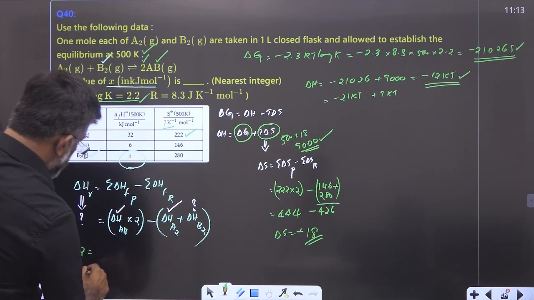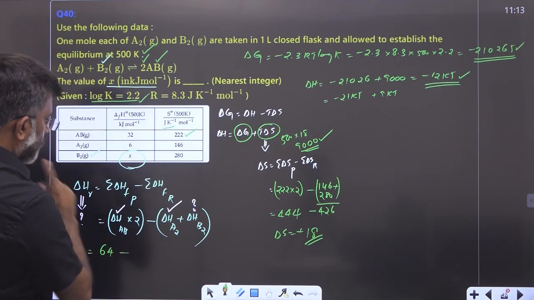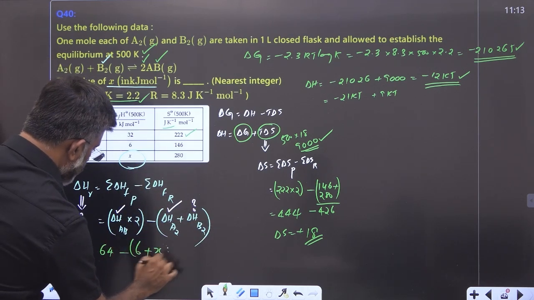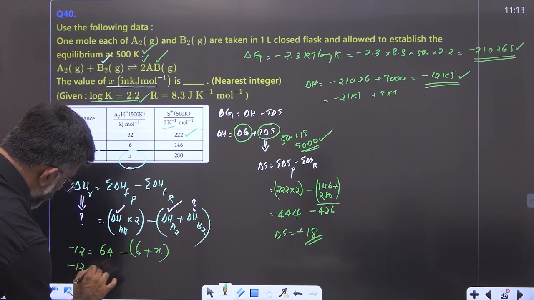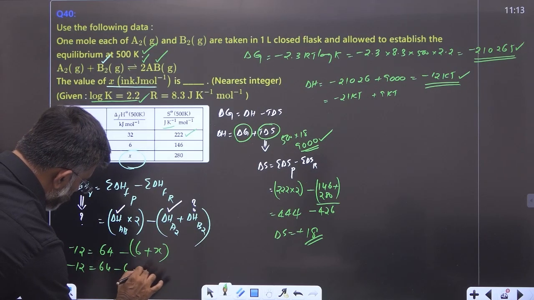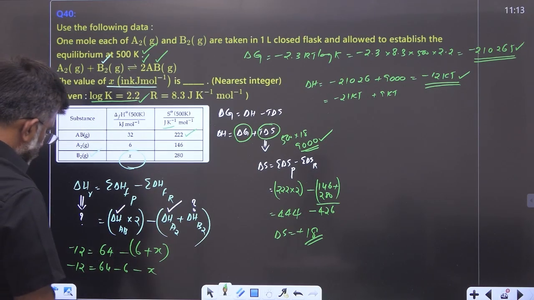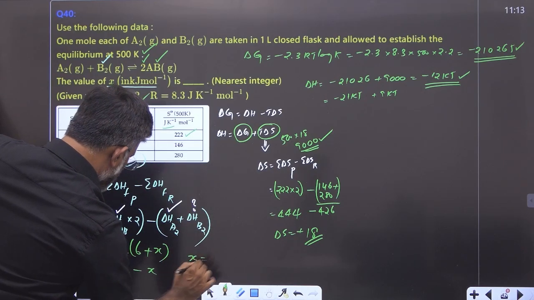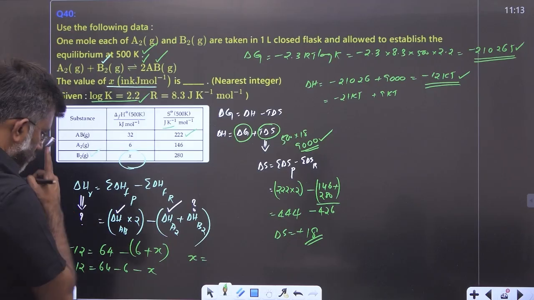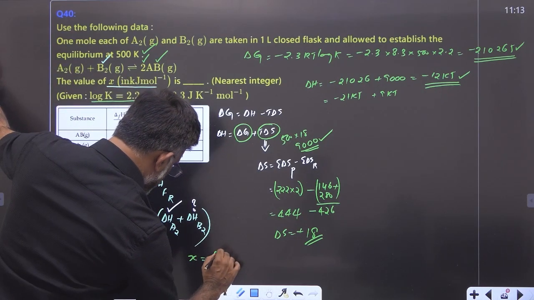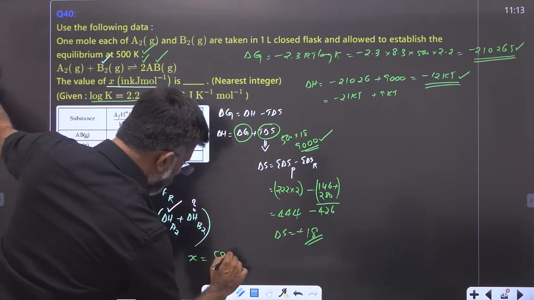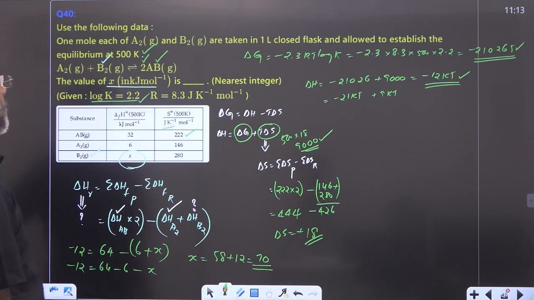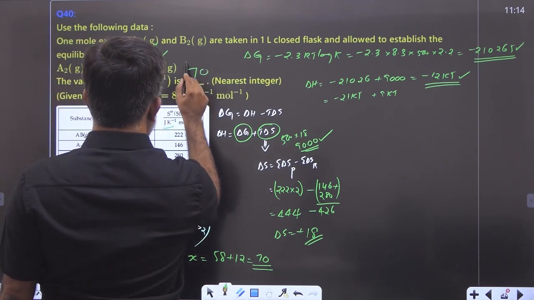equal to AB value 32 into 2, 64, minus A2 value 6, plus B2 value X. So it is minus 12 equal to 64 minus 6 minus X. So X equals 64 minus 6, that is 58, isn't it? So it is 58, and this 12 comes over here as plus 12. You get 70. That is the answer. 70 is the answer.